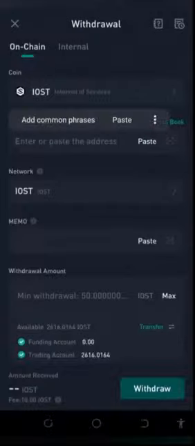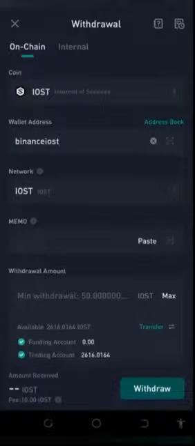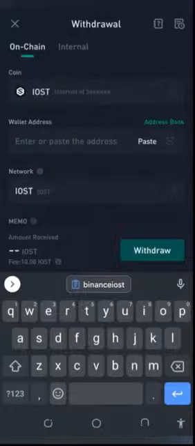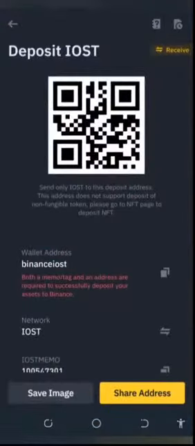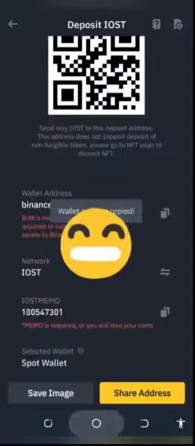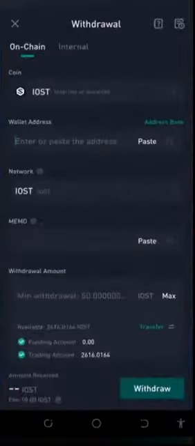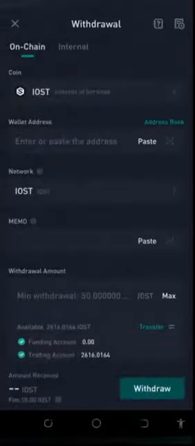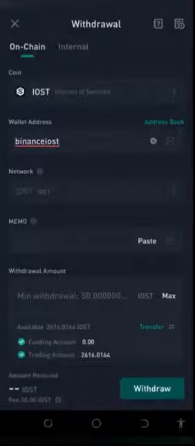Okay, so I was looking for the address. That's it. Uh-oh. Sorry. I think I copied the wrong thing. Let's go back and copy the right thing. Wallet address. It says Binance IOST. That's interesting. Well, I think I still copied the right thing. I don't know why it's looking like that. I think it was just looking funny to me. Of course, if it was wrong, it wouldn't allow me to paste it. Okay, it looks like it's right.